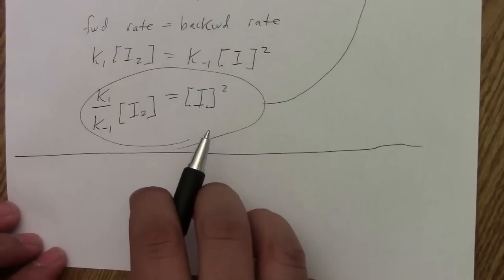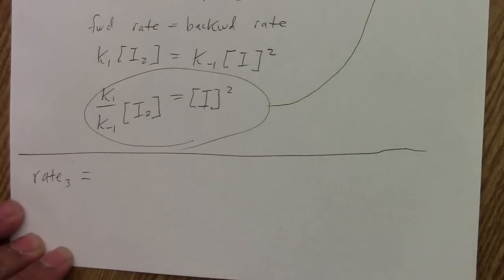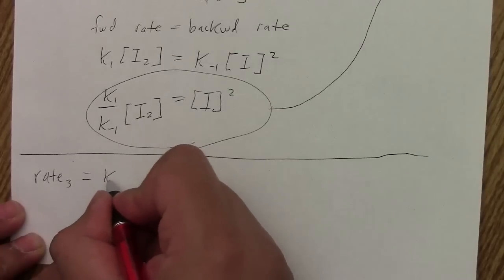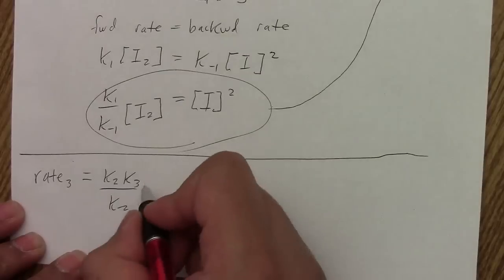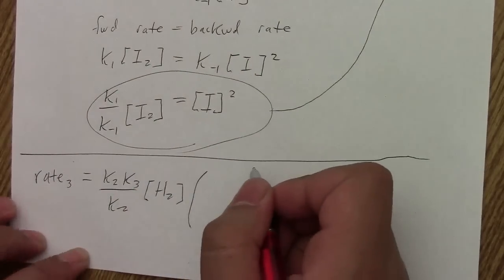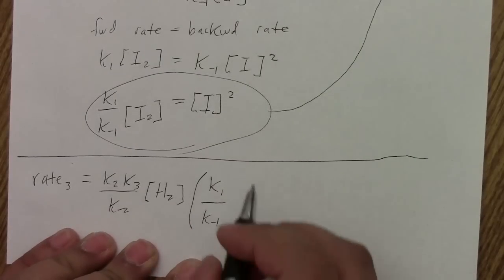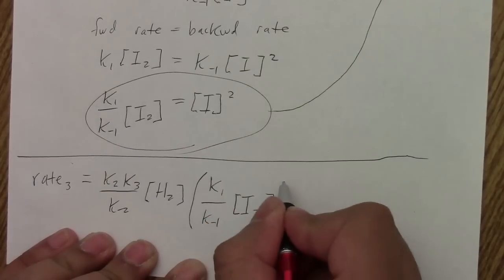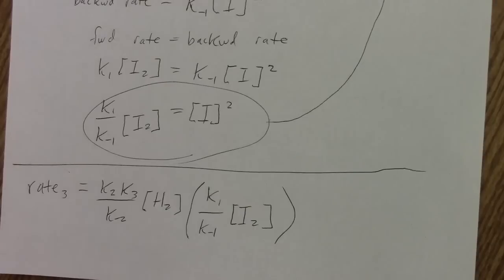So the rate of our rate determining step is equal to, we already had K2, K3 divided by K minus 2, and we had H2. Now we're going to throw in some giant parentheses. We found K1 over K minus 1 times the concentration of I2. All right, now let's clean this up a little bit.